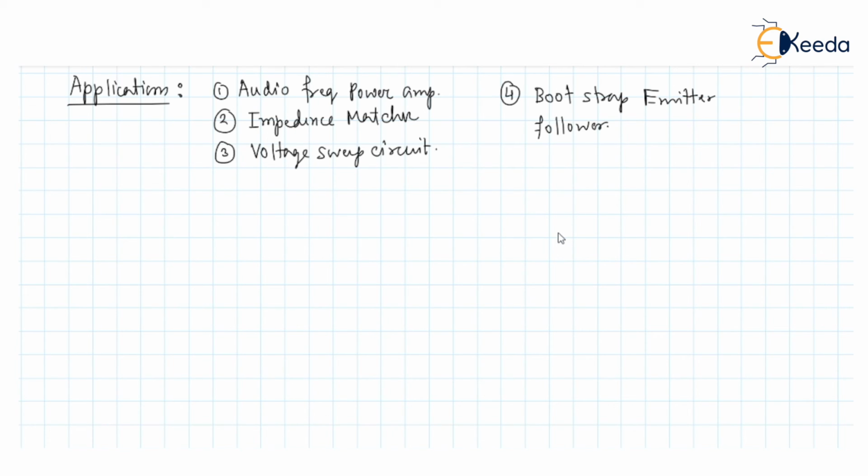There are several applications of this, and the DC current gain of the CC mode is nothing but the gamma value, and the gamma value is IE by IB, and it will be equal to 1 plus beta, where beta is the current gain of the CE mode. This is all about the common collector configuration of the bipolar junction transistor. Thank you.